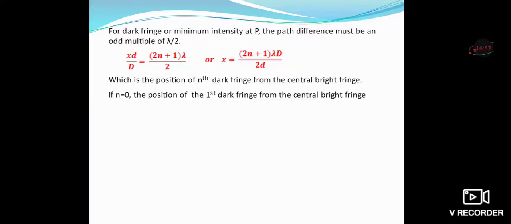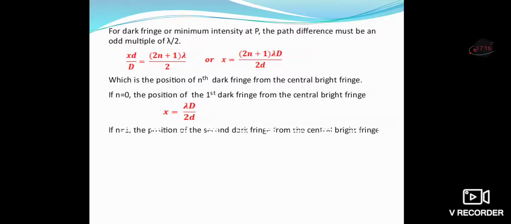In the first diagram we have taken in Young's experiment, we have taken the D1. The D1 is nothing but the first dark fringe from the central maximum or the central bright fringe. Now, if n equals 0, and you substitute, then our x is equal to (2n plus 1), that n is 0, however multiplied you are getting 0 itself. So, lambda D divided by 2d we are getting.